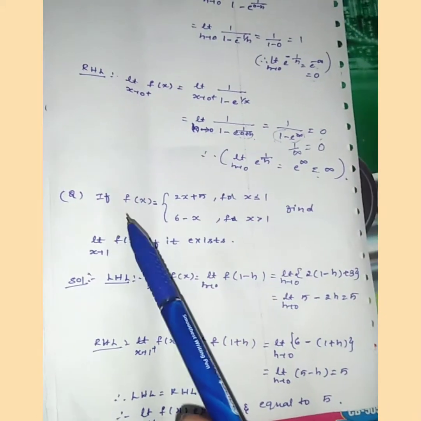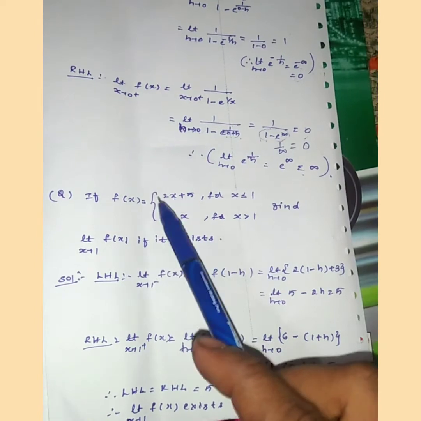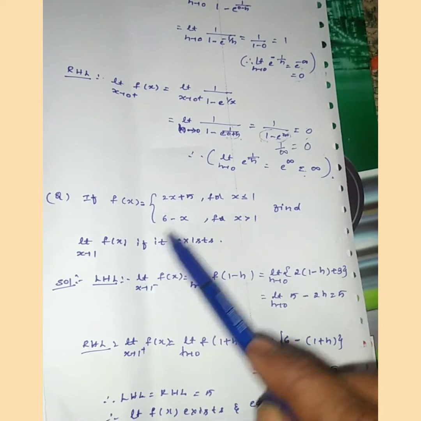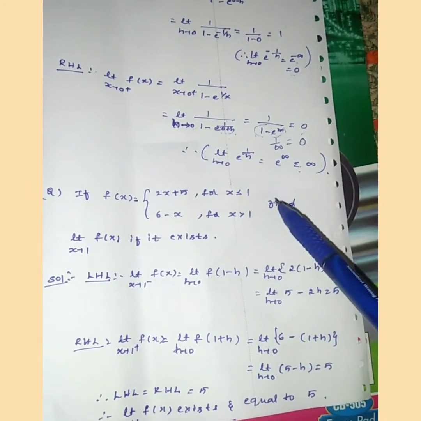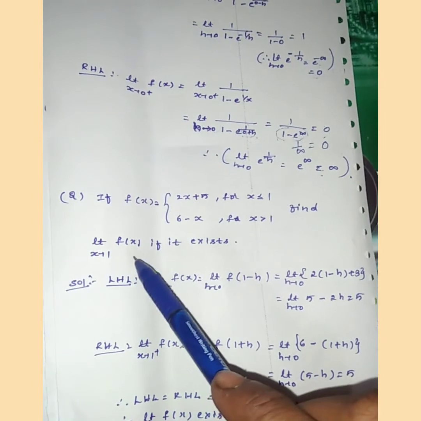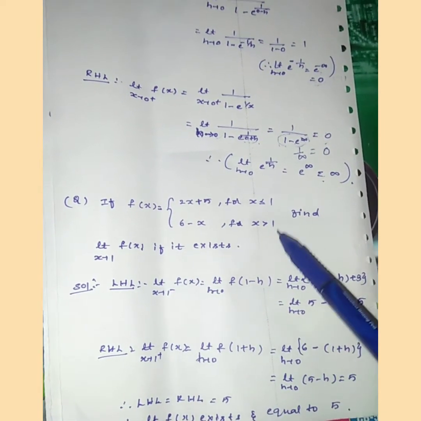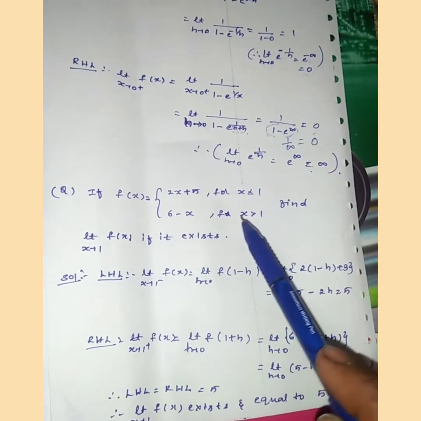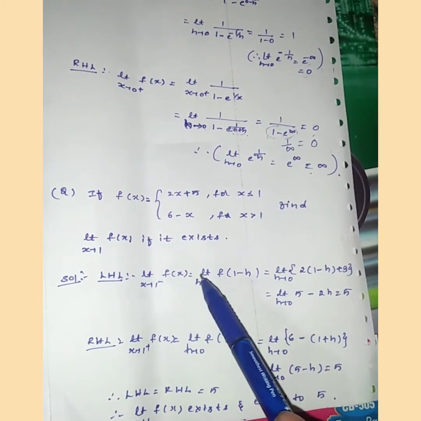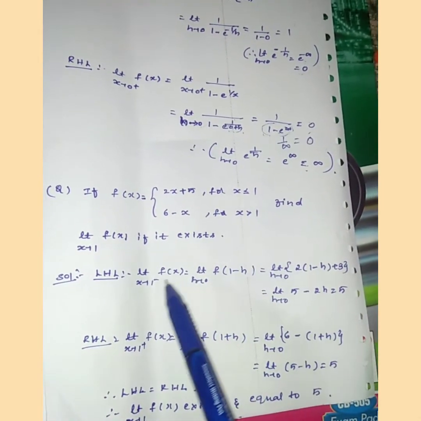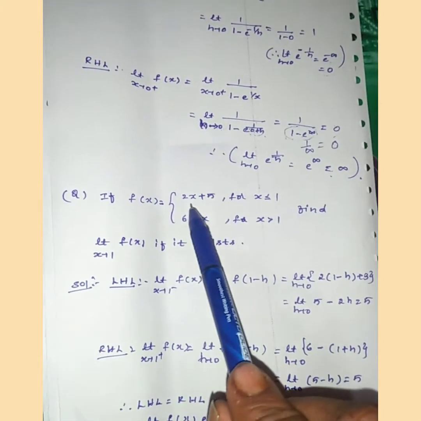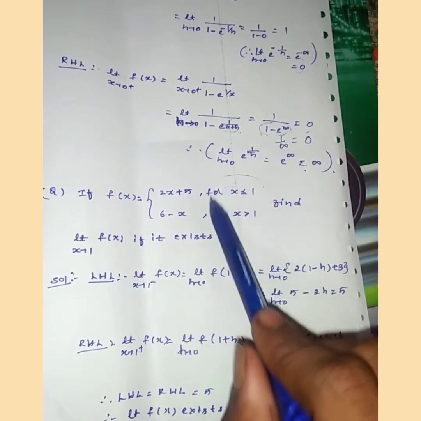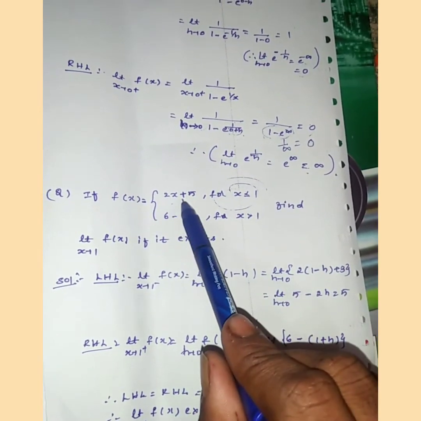And we see another example. If f of x is 2x plus 5 for x less than or equal to 1, and 6 minus x for x greater than 1, find the limit as x tends to 1 of f of x if it exists. Solution: left hand limit, limit as x tends to 1 minus of f of x. In place of f of x we consider 2x plus 5 because x is less than 1. That's why we consider 2x plus 5.